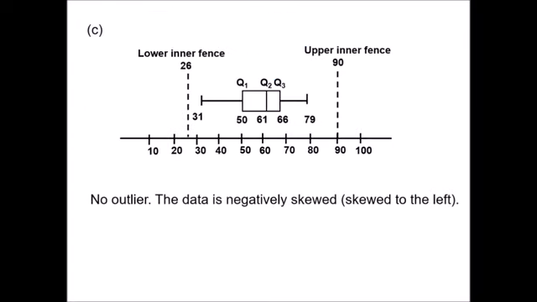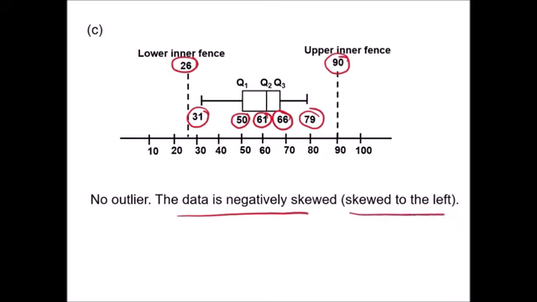Now we can construct our box and whisker plot. Make sure to label the lower inner fence, upper inner fence, minimum value, maximum value, then Q1, Q2, Q3. As you can see here, our data lies within the lower and upper inner fence, so this data has no outliers. And then we can see that the data is negatively skewed, or skewed to the left. The data is negatively skewed as the left whisker is longer than the right whisker, and Q2 is nearer to Q3.